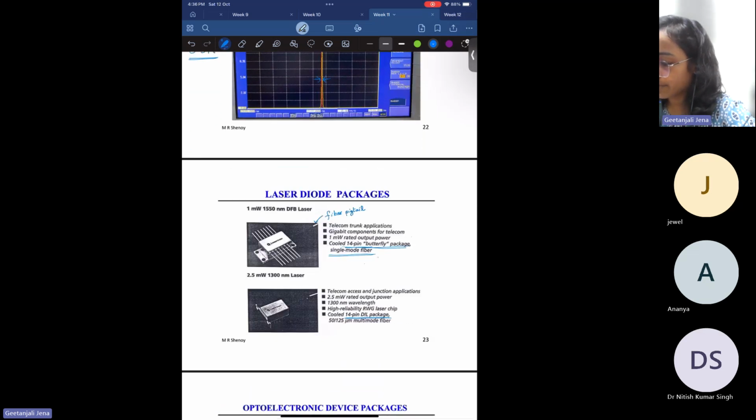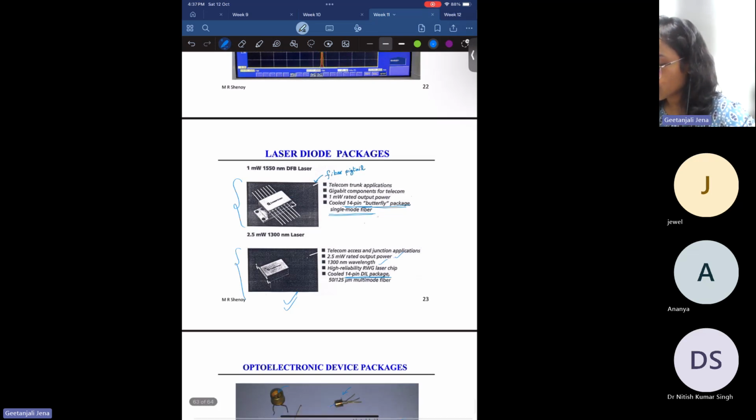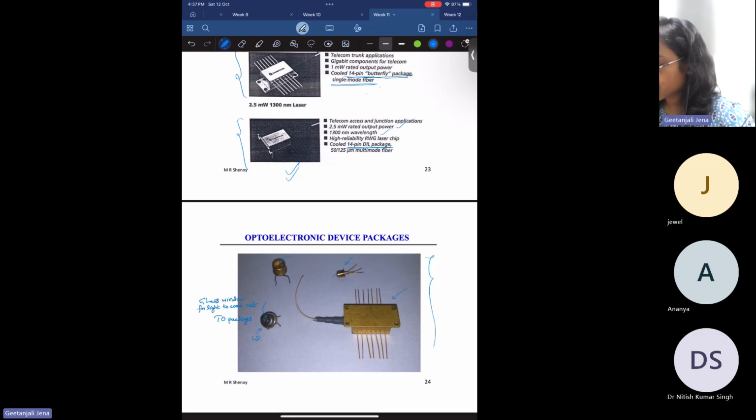Okay, so this is the end of week 11. These are the typical examples of the DFB laser. One is a 1 milliwatt 1550 DFB laser, which is a butterfly package. This is used for telecom application, and its output power is 1 milliwatt. And another type of semiconductor laser is a 14 pin DIL package, which is a high reliability laser chip. This typically operates around 1300 nanometer wavelength and gives you output power of 2.5 milliwatt. Okay. And these are some of the figures of semiconductor lasers in the laboratory. Okay, so this makes the end of week 11.